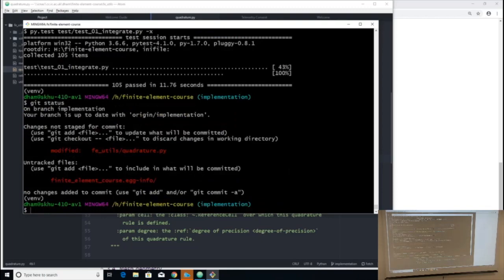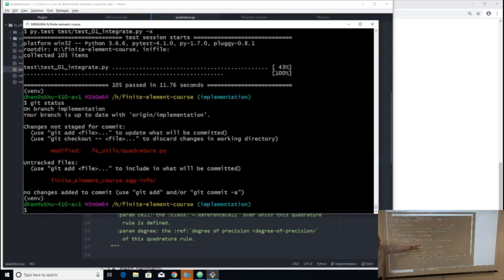So if you got an error right now, it's almost certainly because you're not currently in your Git repository. If you didn't do that, then you'd see something like this. And what does it say? It says on branch implementation. Yes, I knew that. Your branch is up to date with origin implementation. So what that means is that the local version of the Git repository is currently the same as the one online. So everything's good. Changes not staged for commit.